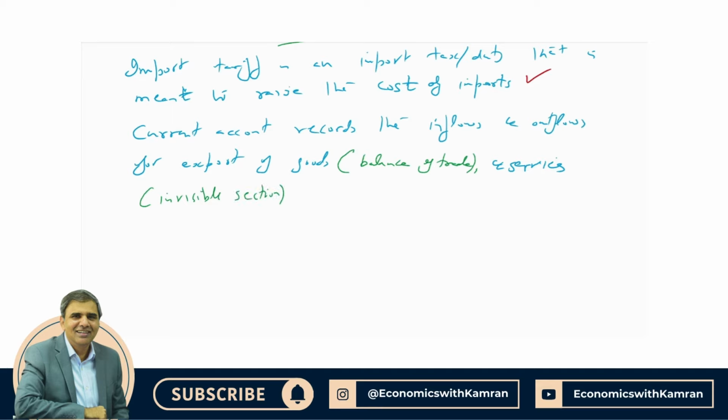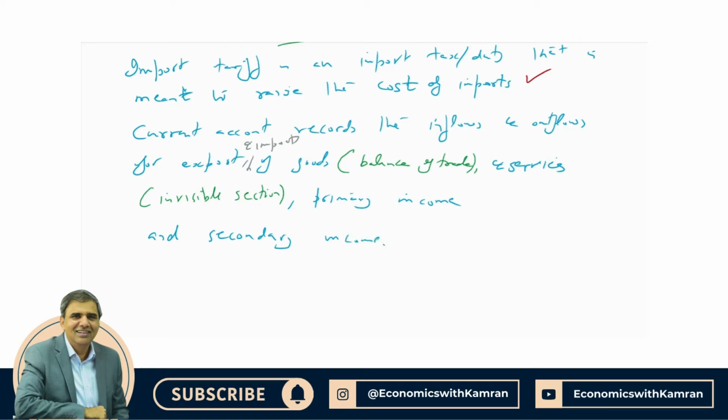So I repeat, current account records the inflows and outflows for export and import of goods and services, primary income and secondary income. So there are 4 sections of the current account.